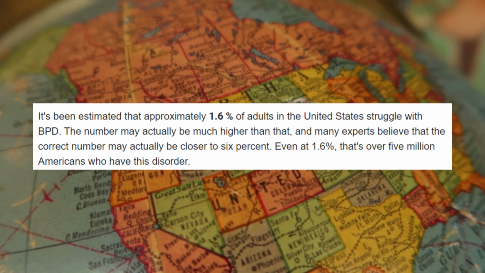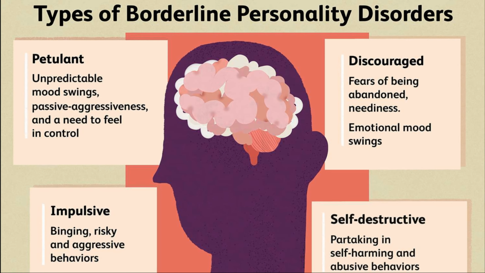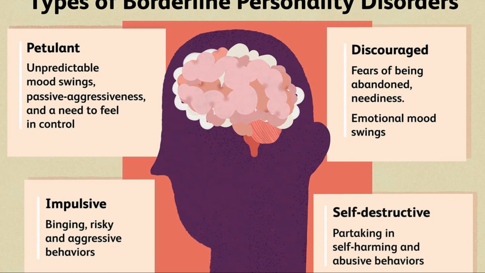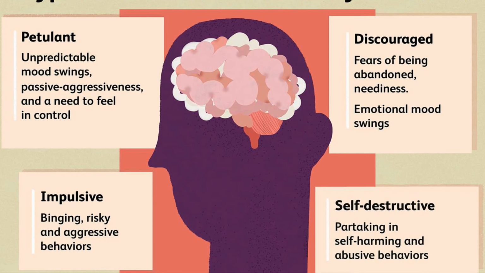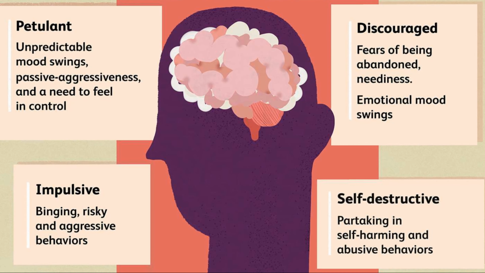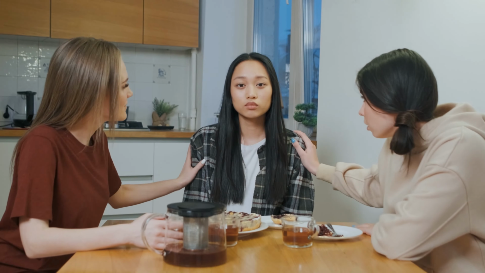According to field expert Theodore Millon, there are 4 different types of borderline personality disorder: discouraged, impulsive, petulant, and self-destructive. Someone suffering from BPD may not fall into one of these categories, and some may fall into more than one. Over time, these symptoms change and manifest differently as well.